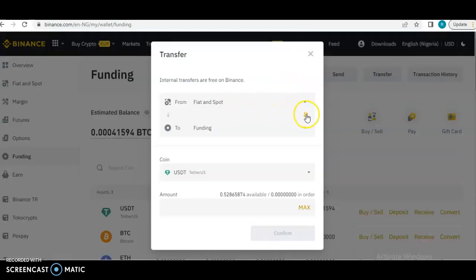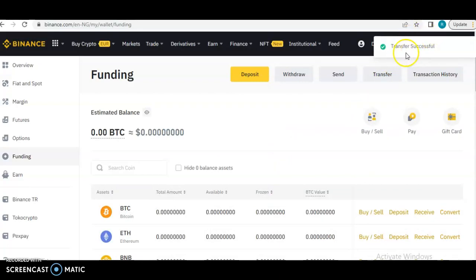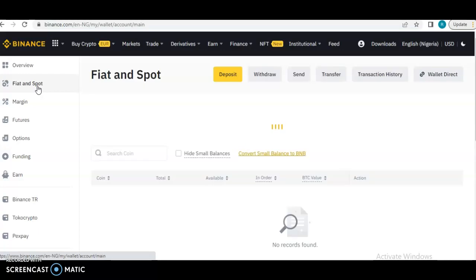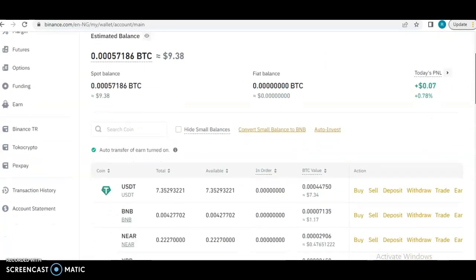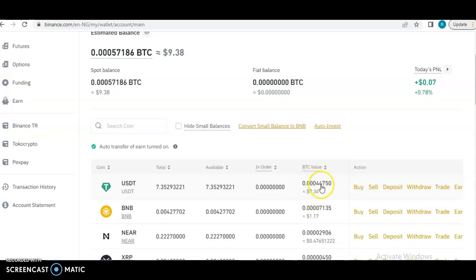Then I have to change this stuff to funding. Okay, funding to fiat. Then I have to choose USDT. That's what I'm transferring. Then I will choose max. I want to transfer everything. Then I click on confirm. So guys, that's transfer successful. So when I go to my fiat wallet, I'll be able to see this amount there. So guys, okay, because I had some USDT here already, I had about one USDT or so, it just added up.